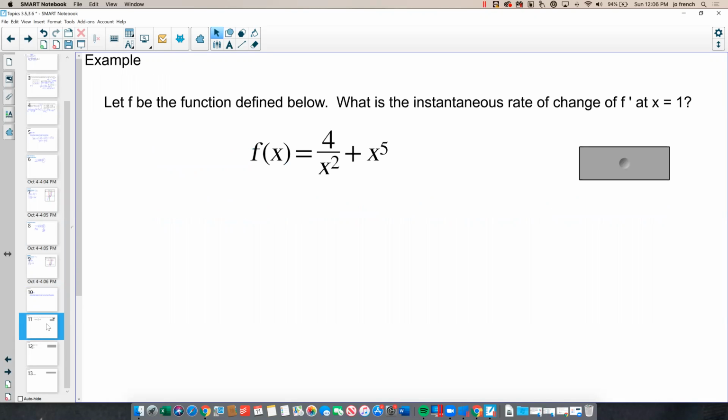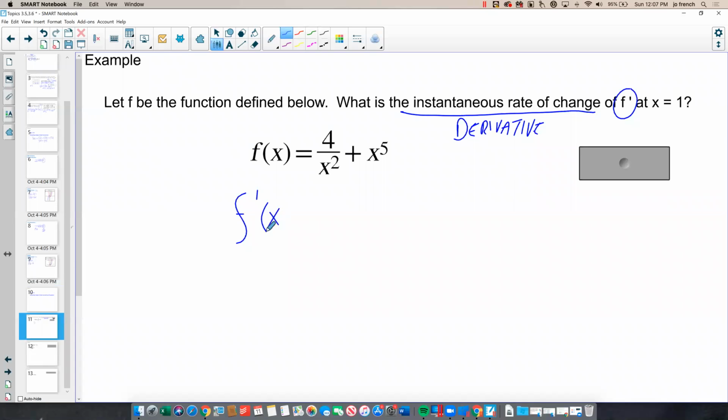Let f be the function defined below. f of x equals 4 over x squared plus x to the fifth. What is the instantaneous rate of change of f prime at x equals 1? Asking for the instantaneous rate of change is just a different way of asking for the derivative because they're synonyms. So they're not asking me for the derivative of f, though. They're asking me for the derivative of f prime, which means that I need to first find f prime and then find the derivative of f prime, or the second derivative of f.